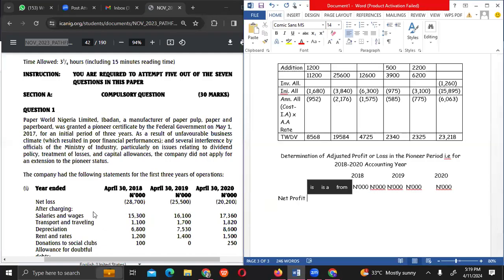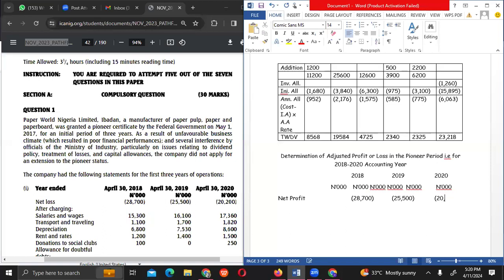So how much is the net profit that we have? But in this case, it is loss. For 2018 is how much? 28,700. For 2019, it is how much? 25,500. 2020 is how much? 2,200.